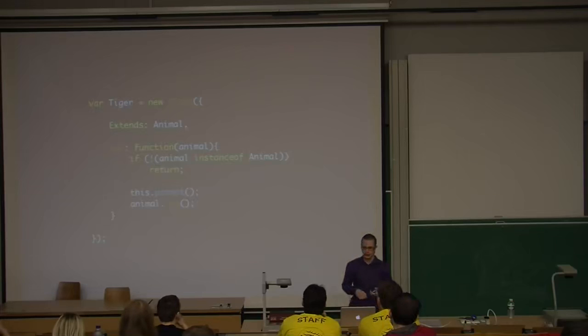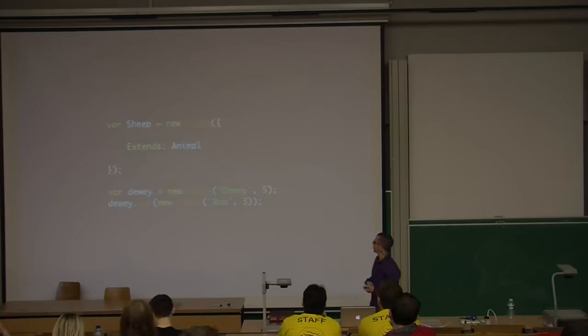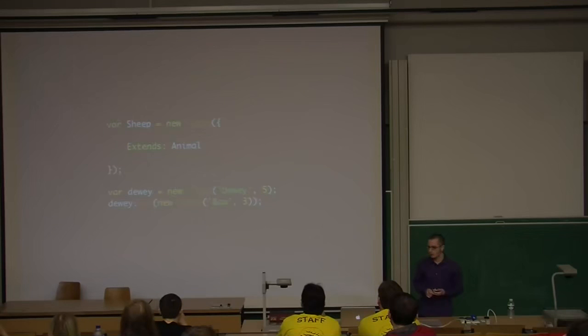Okay, so we have that tiger example. Yes, let's play with it. So for the sake of the example, let's create a sheep, and then we create an instance of the tiger, and the tiger can eat a new sheep. And this is kind of implementation code.